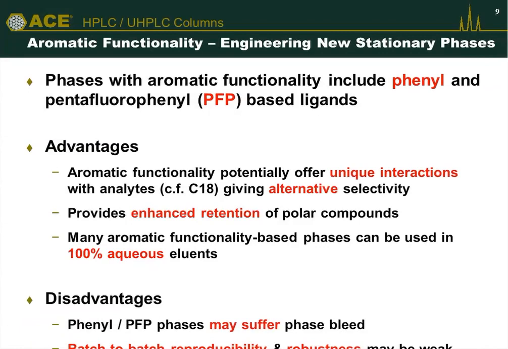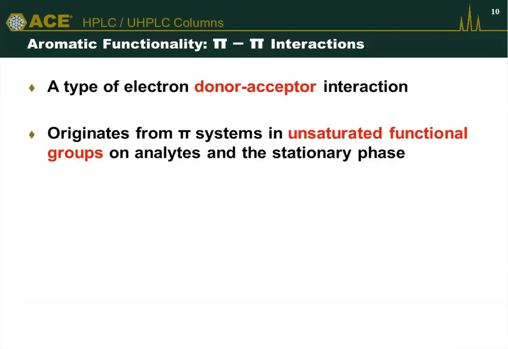The thing about these ring system-based phases is they do have some disadvantages. Many of them can suffer from really quite bad phase bleed, which, as I said before, is not good from a chromatographic perspective in the UV or the MS. And also, some of these phases can have batch-to-batch reproducibility and robustness that is weaker than the C18-based stationary phase, which is what we're holding as our gold standard. We want the characteristics of any phase that we develop to be like the very popular C18 stationary phase.